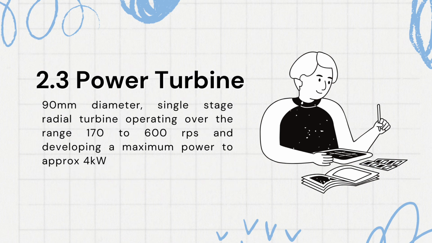Next, I will talk about power turbine. It has 90 mm diameter, single-stage radial turbine operating over the range 170 to 600 RPS and developing a maximum power of approximately 4 kW.